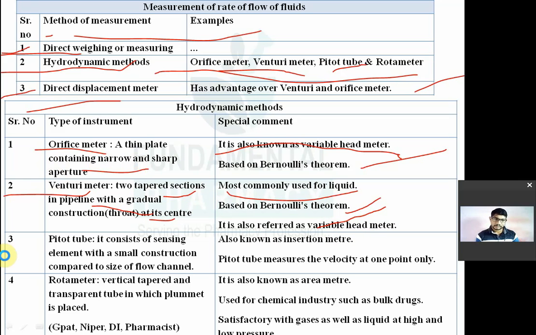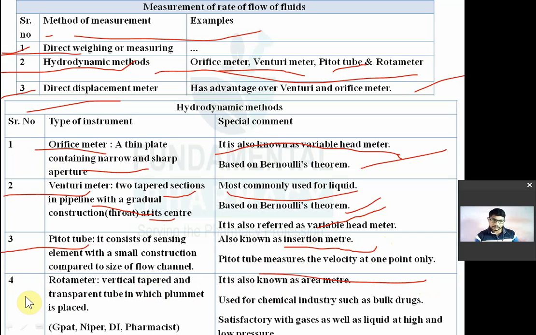Third one is a Pitot tube. So it consists of a sensing element with a small constriction compared to size of flow channel. मतलब पाइप के साइज से, उसका बाद में इसका डायग्राम दिखा दूंगा. Remember, it is also known as insertion meter. ये पाइप के अंदर डालते हैं ना, इसलिए इसको इंसर्शन मीटर बोलते हैं. Pitot tube measures the velocity at one point only.